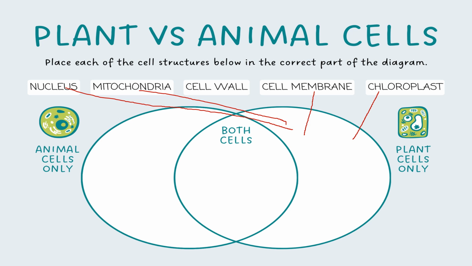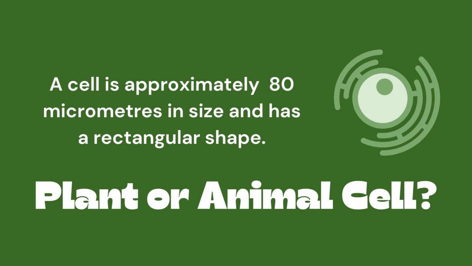Okay, here is a question. What is a vacuole? This is a large space in the middle of the cell. It is filled with a fluid called cell sap. A cell is approximately 80 micrometers in size and has a rectangular shape.